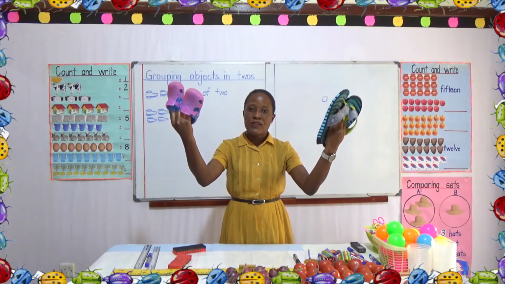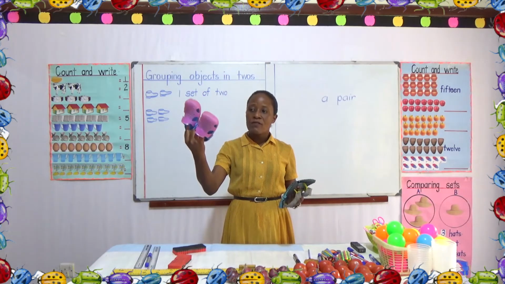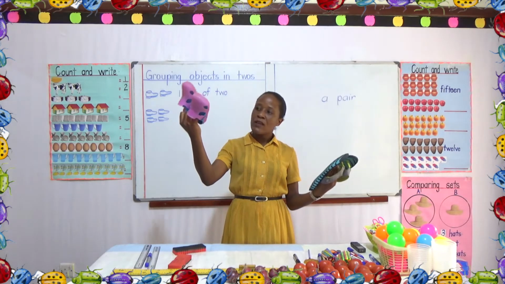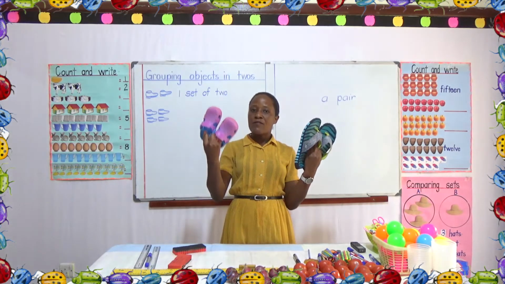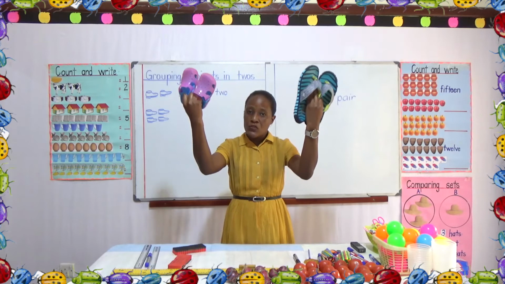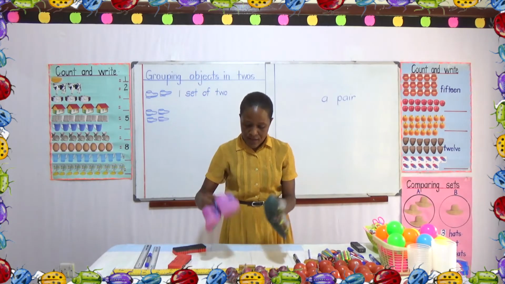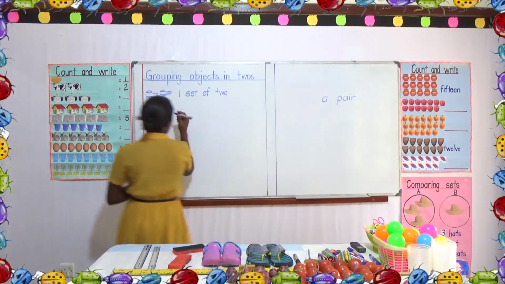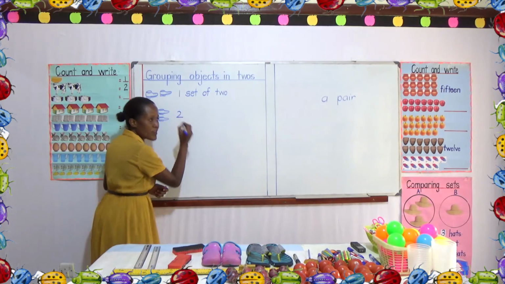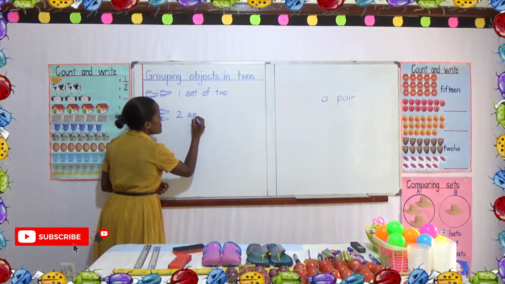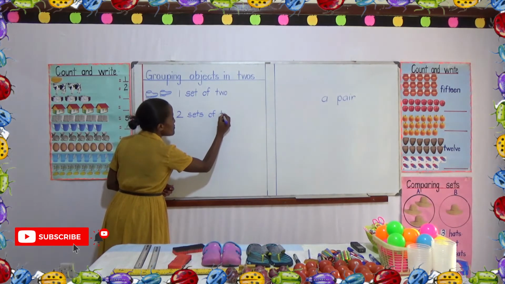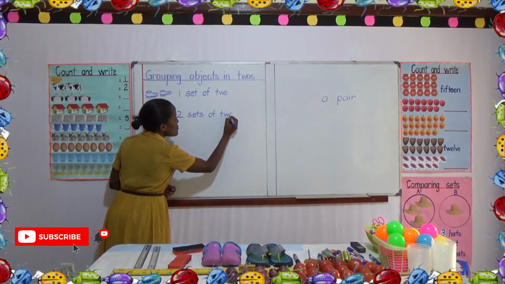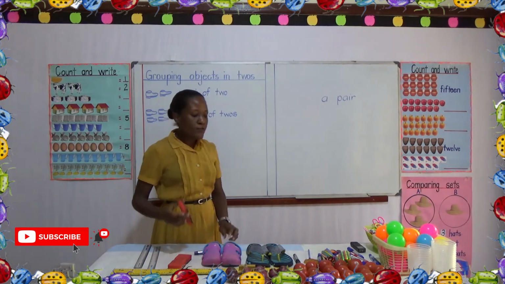They are two sets of twos. Each of these sets has two shoes. This one has two shoes. This one also has two shoes. So all together I am having one, two sets. These are two sets. Okay? So I now write these ones as two sets. They are two sets of twos.